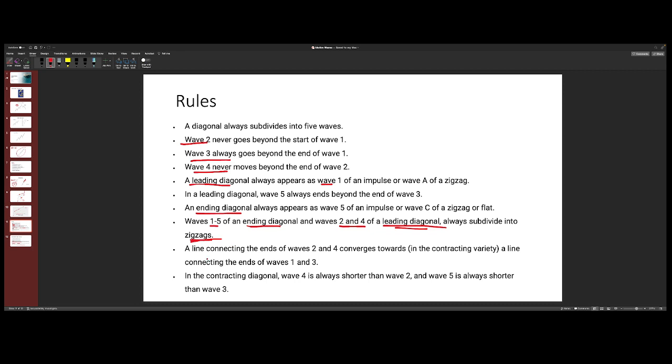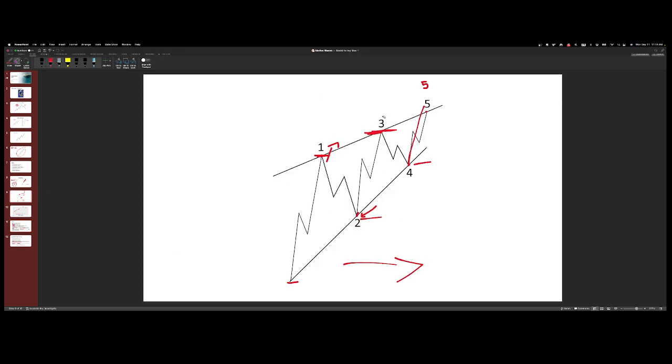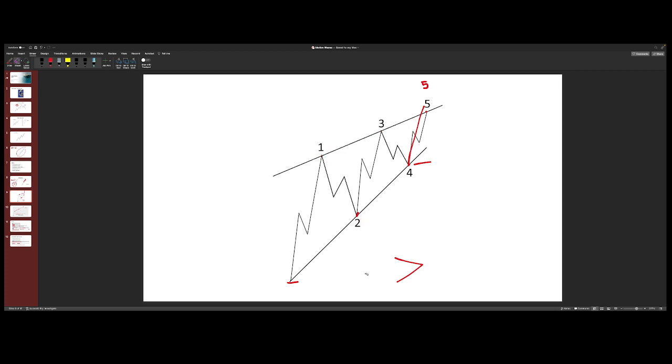Okay. A line connecting the ends of waves 2 and 4 converges towards a line connecting the ends of waves 1 and 3. Those are the dots that we mentioned earlier. The dots 1 and 3 and 2 and 4. Draw a line through that, and you notice that they will converge at some point. They will cross at some point.